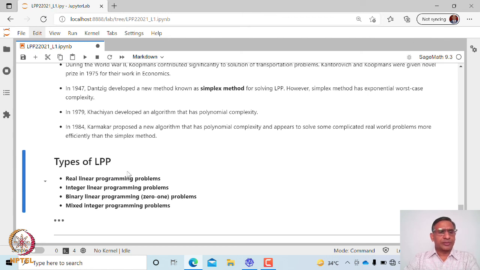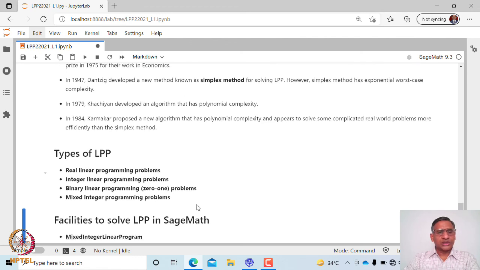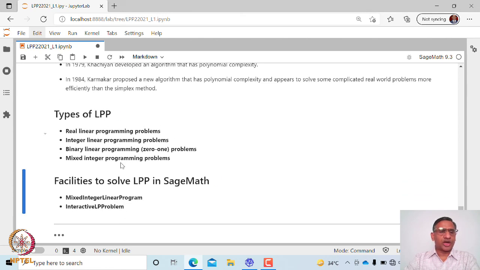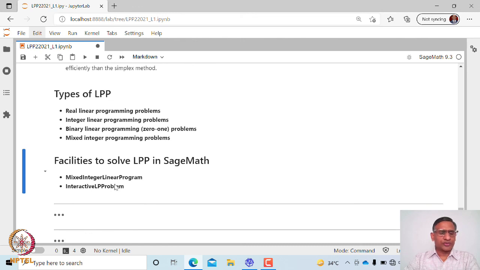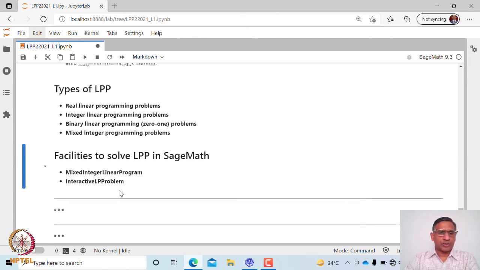We are going to concentrate mainly on solving real linear programming problems. Of course, towards the end, I will also tell you how one can solve integer linear programming problems using SAES-Math. Now, in SAES-Math, in order to solve linear programming problems, we are going to use two types of functions. One is interactive LP problem, which is more for pedagogical purposes, and the second one is mixed integer linear program. So these are two inbuilt facilities in SAES-Math using which we will be solving linear programming problems.